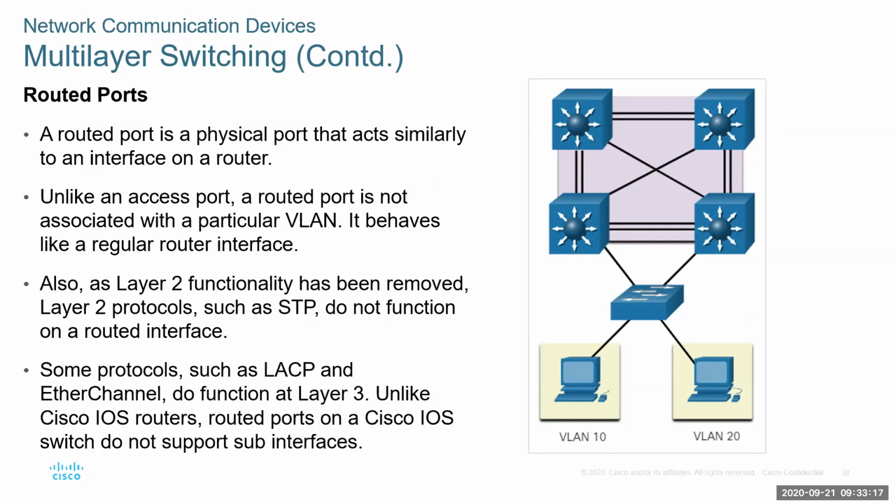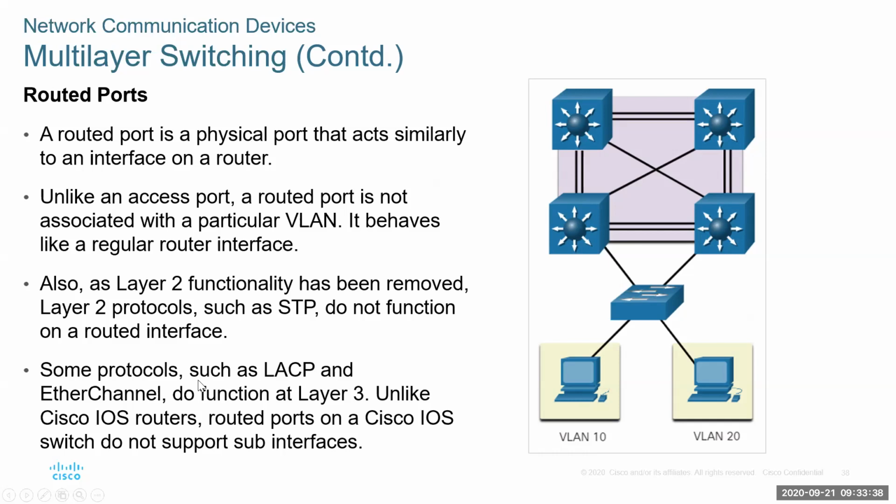So STP, etc., does not work on a routed interface. STP is only going to work if these are layer 2 network connections. If these are layer 3, then we're not going to determine layer 3 for STP. We'll use routing protocols at that point. That would be something like OSPF or RIP or EIGRP.